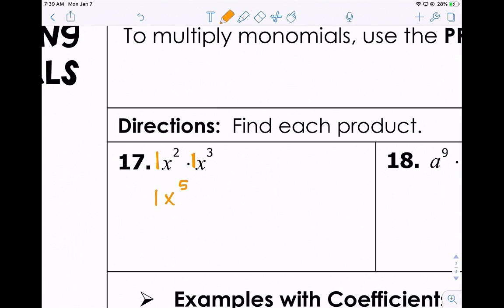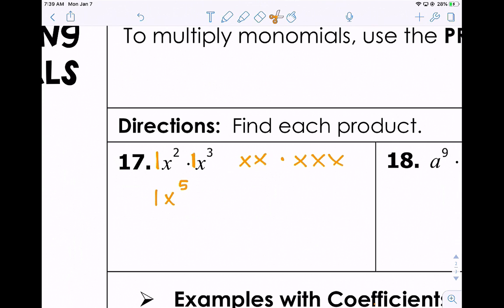Essentially, I'm going to just rewrite this in expanded form. So x squared is x times x, times x times x times x, because that's x cubed. So all together, you have x to the 5th, which is how we get that. So a lot of students would choose to do this, and you can do that, but when you get numbers larger than 2 and 3, it just takes a little bit more time.